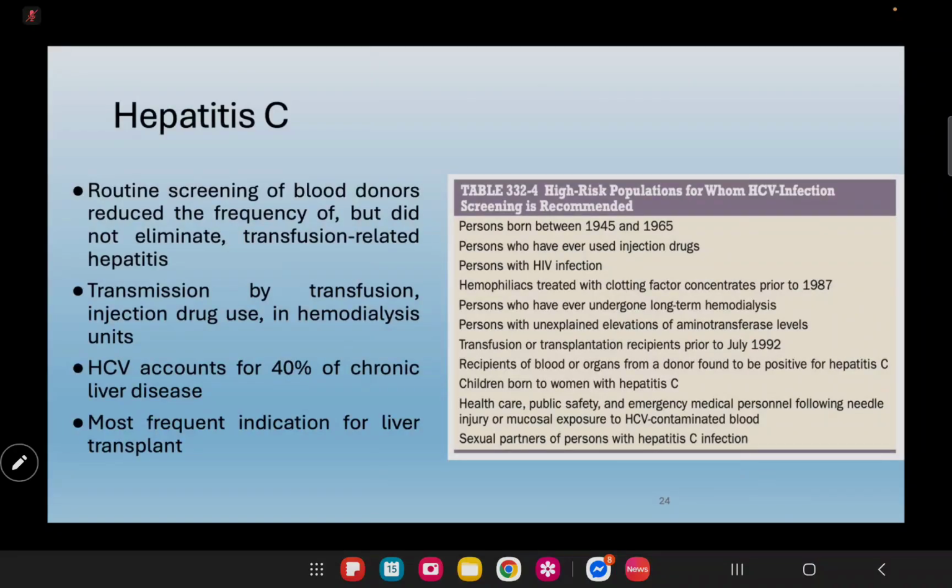Hepatitis C accounts for roughly 40% of chronic liver disease. That's so high, 40%. And it's the most frequent indication of liver transplantation. Okay, so in the exam or even in quiz bowl, this type of question: the most frequent indication for liver transplantation, it's the hepatitis C infection. Thus, hepatitis C represents a major public health challenge, not due to acute infection severity, but because of its tendency to become chronic.